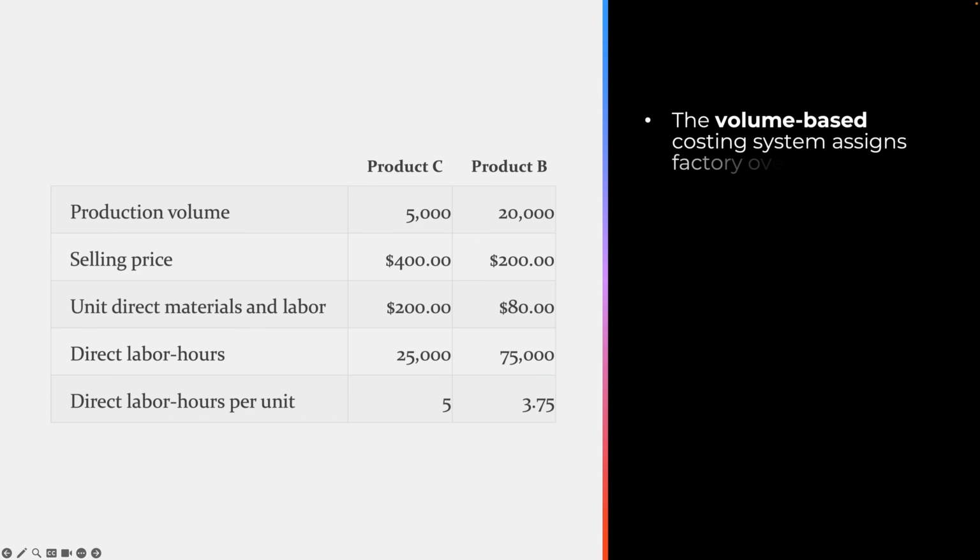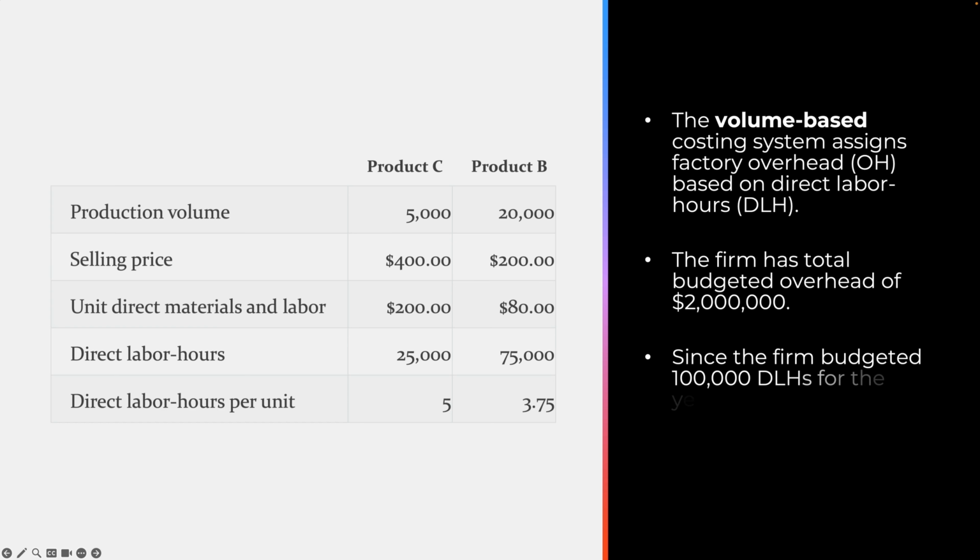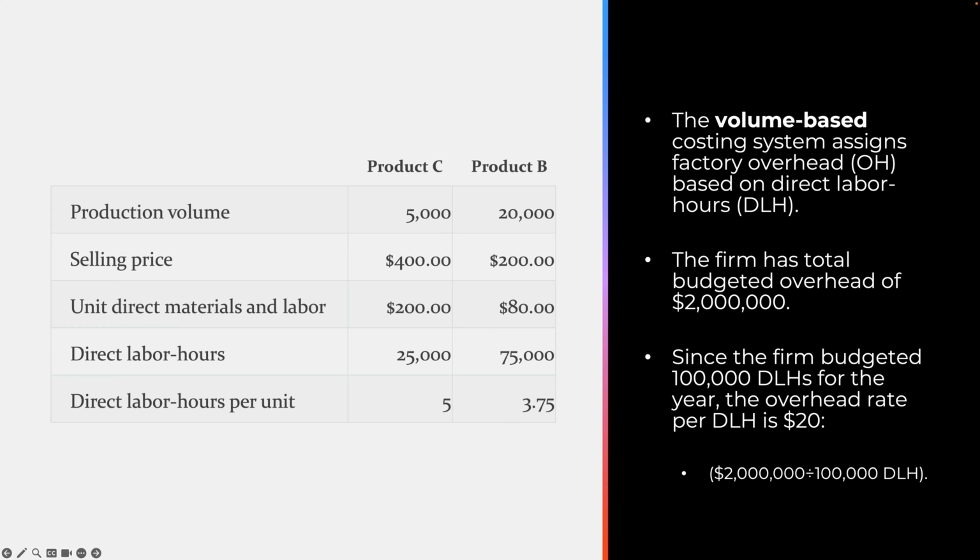The volume-based costing system assigns factory overhead based on direct labor hours. Remember, factory overhead or manufacturing overhead, it's the same thing as far as this example is concerned. The firm has a total budgeted overhead of $2 million. And since the firm budgeted 100,000 direct labor hours for the year, that's 25,000 plus 75,000 direct labor hours, the overhead rate per direct labor hour is $20, or 2 million divided by 100,000 direct labor hours.